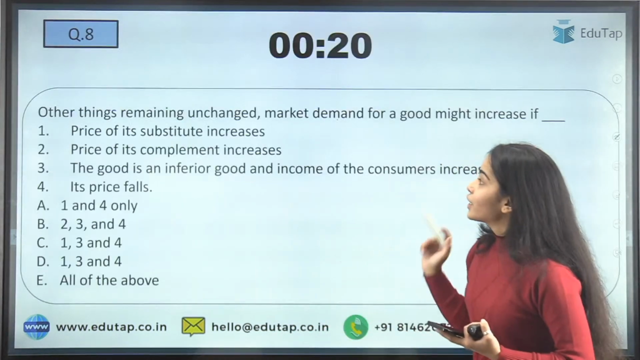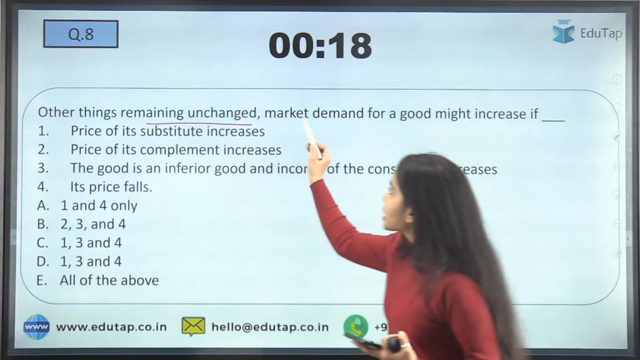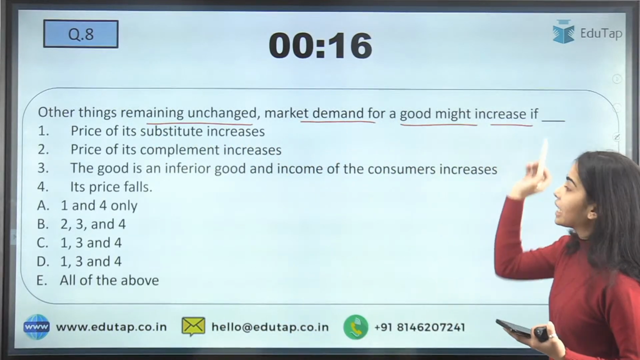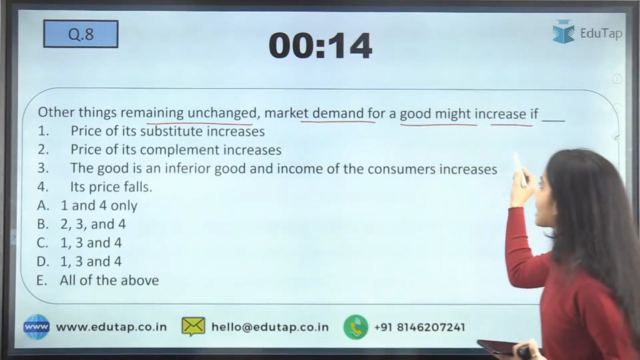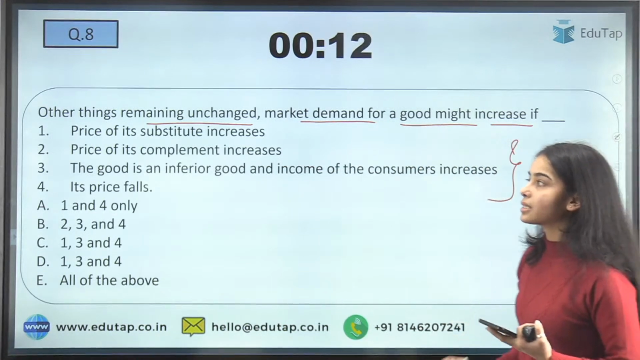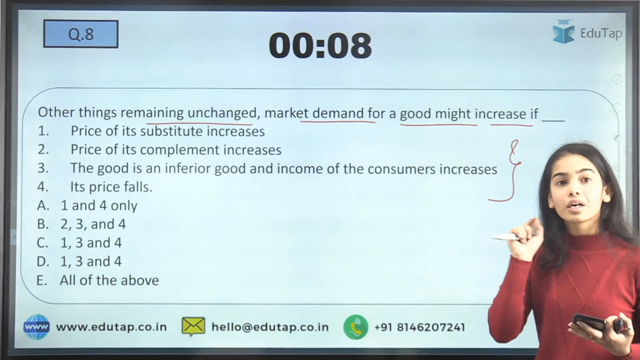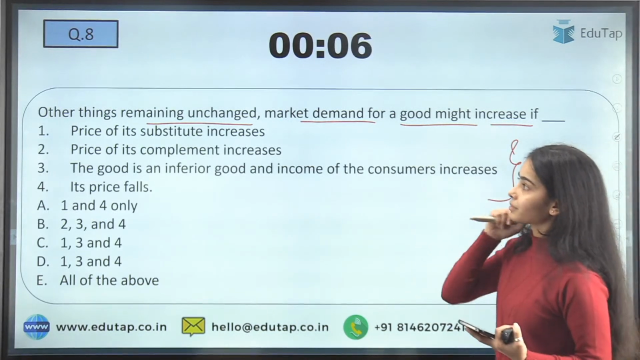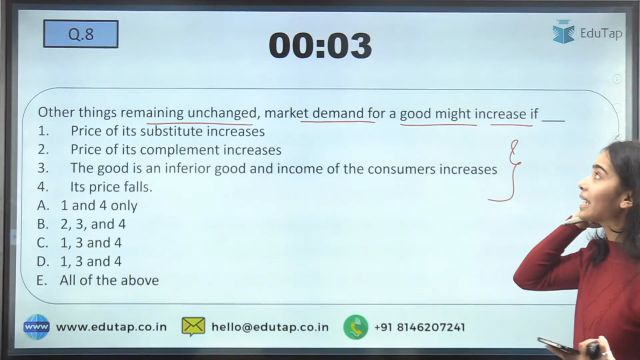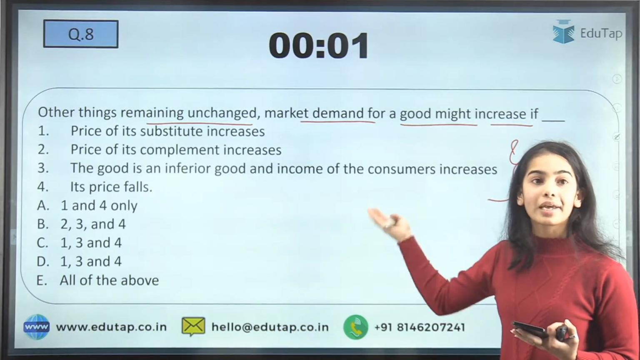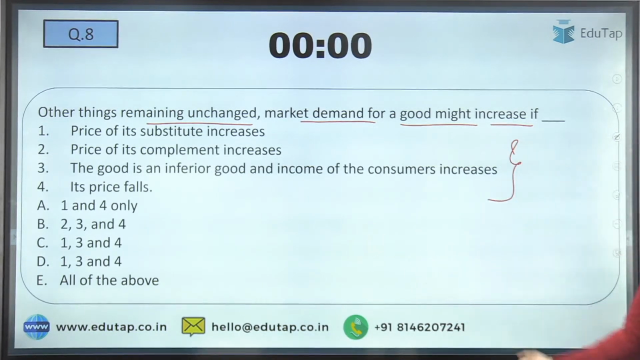Okay, so other things remaining unchanged, market demand for a good might increase if, so you have to try to understand this. Try to put the elimination method also if you are facing trouble in the simple method. So try to answer this one. You have like 15 seconds. I think you need time for reading the options also. So try.